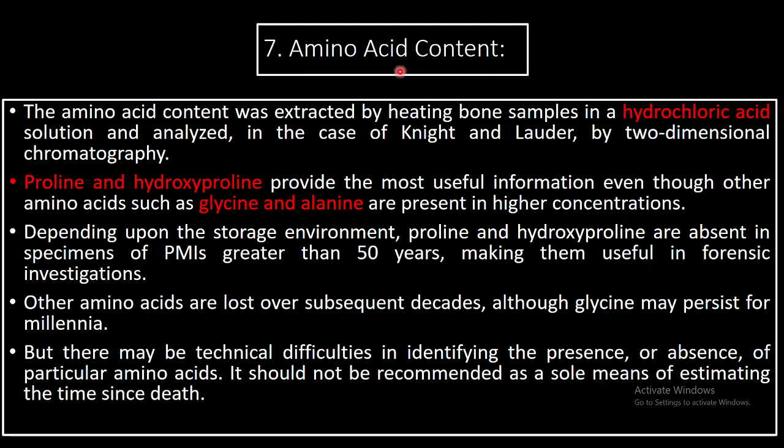The seventh one is the amino acid content. Amino acid content was extracted by heating bone samples in a hydrochloric acid solution and analyzed, in the case of Knight and Lauder, by two-dimensional chromatography. Proline and hydroxyproline provide the most useful information, even though other amino acids such as glycine and alanine are present in higher concentrations. Depending upon the storage environment, proline and hydroxyproline are absent in specimens with post-mortem intervals greater than 50 years, making them useful in forensic investigation. Other amino acids are lost over subsequent decades, although glycine may persist for millennia.